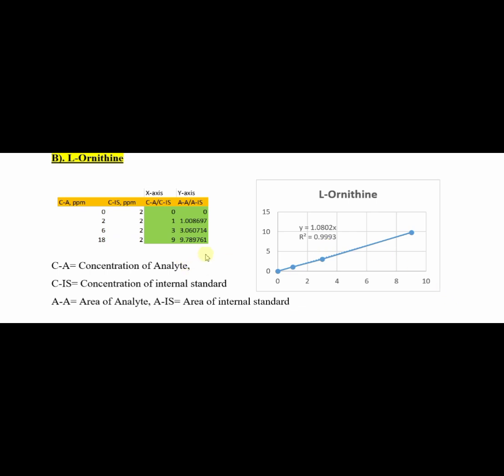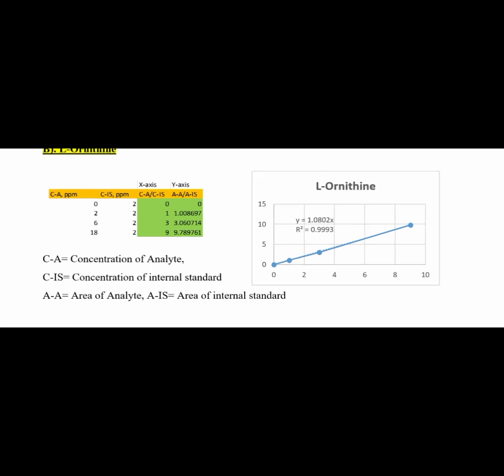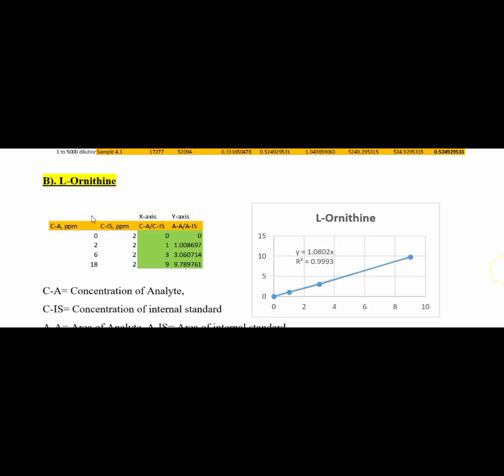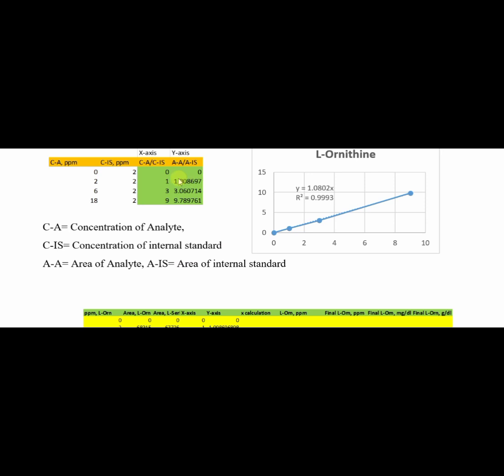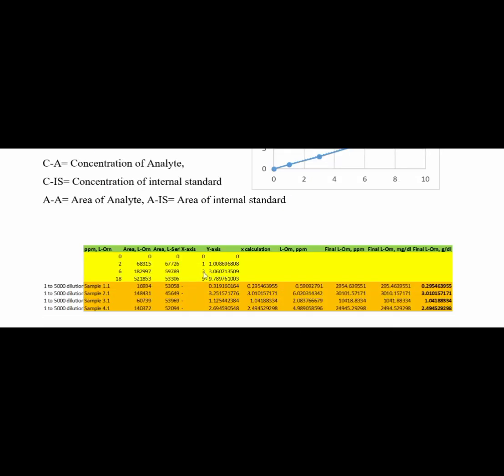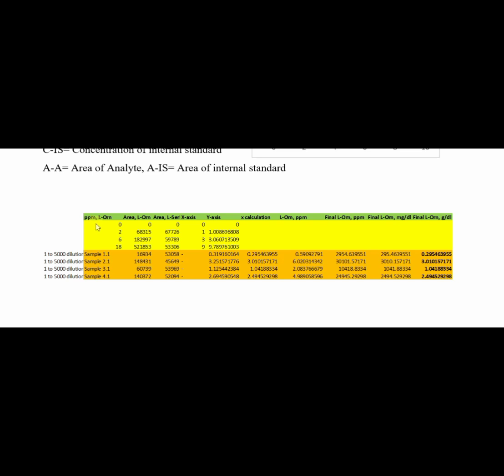Similarly, for L-ornithine, x-axis and y-axis were determined. Slope was 1.0802. So for L-ornithine, slope was 1.0802. And again, x-axis and y-axis were determined to plot the standard graph. So y-axis was plotted against the x-axis, and its chart is like this.